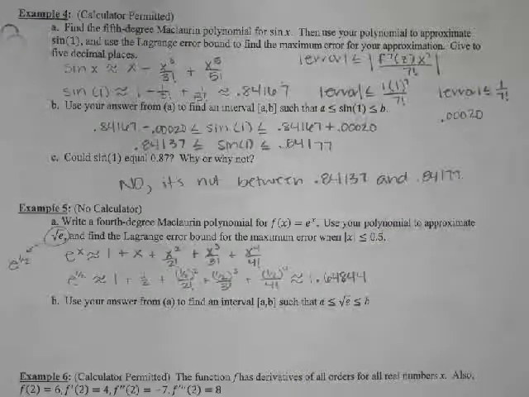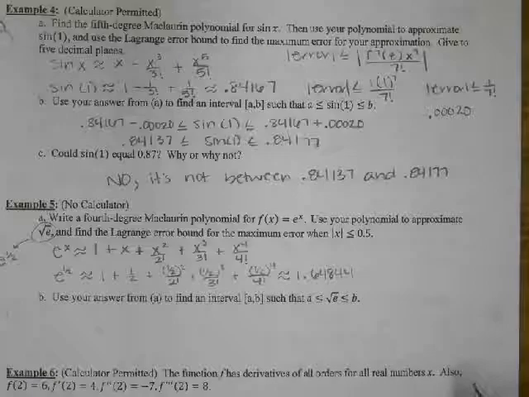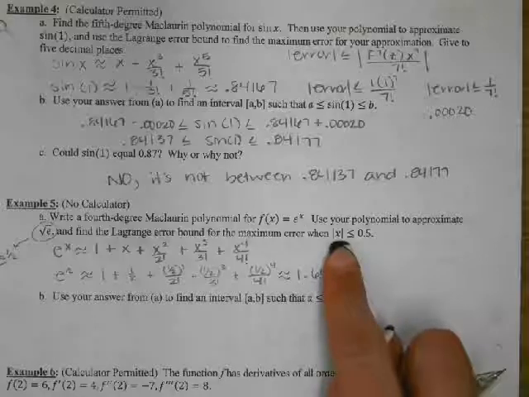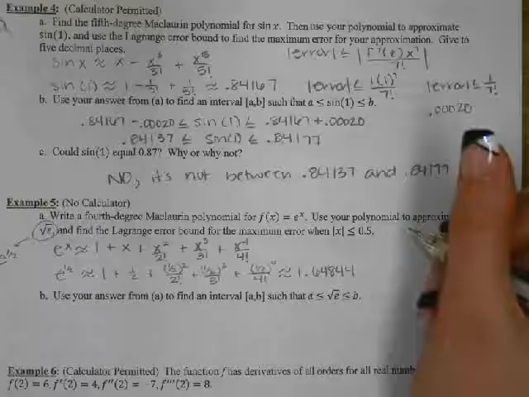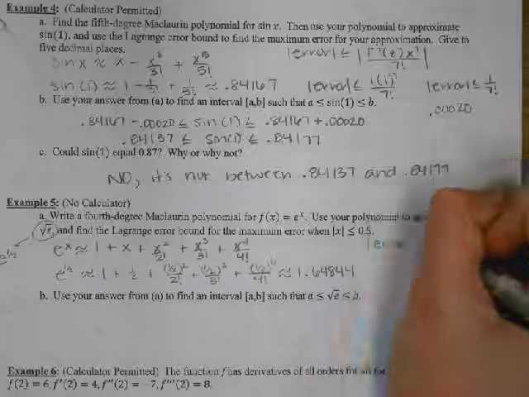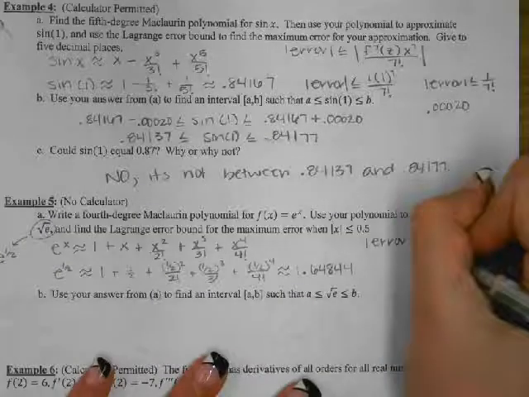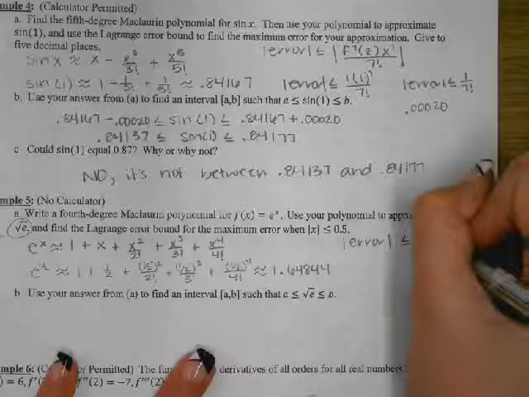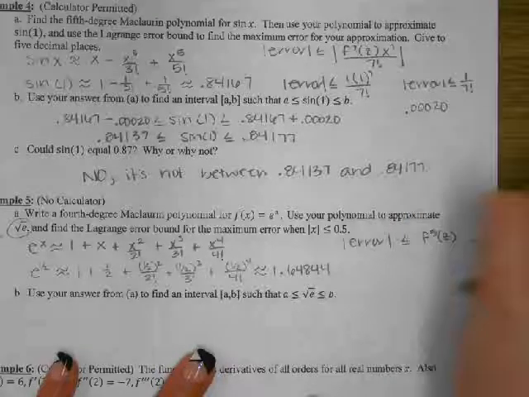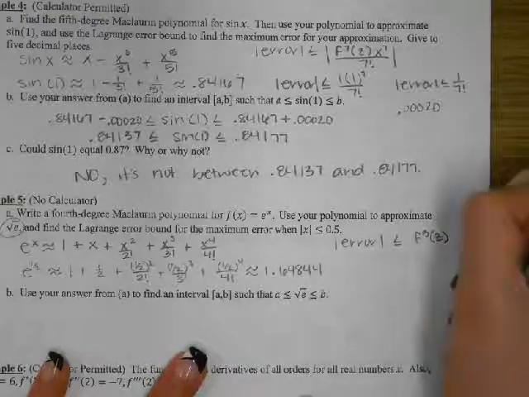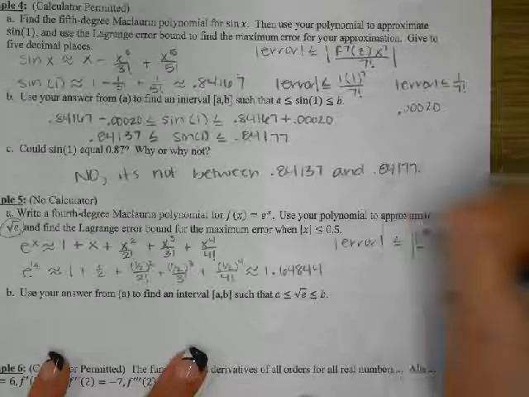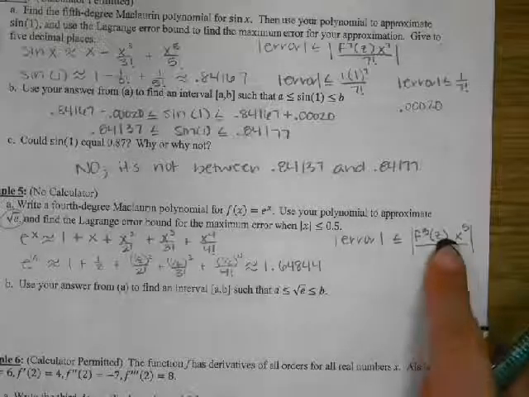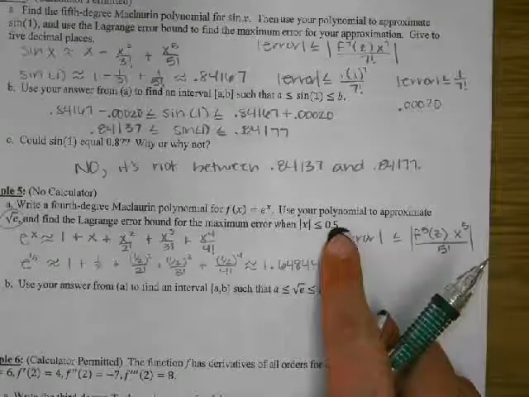Okay, so if we're going to calculate this, they said the maximum error needs to be when x is less than or equal to 0.5. So what they mean by that, I'm going to go ahead and write the formula for error. So the error is less than or equal to f5 of z, and then it would be x to the 5th over 5 factorial. So for this one, they're actually telling us what we should plug in here. They're saying when x is less than or equal to 0.5.